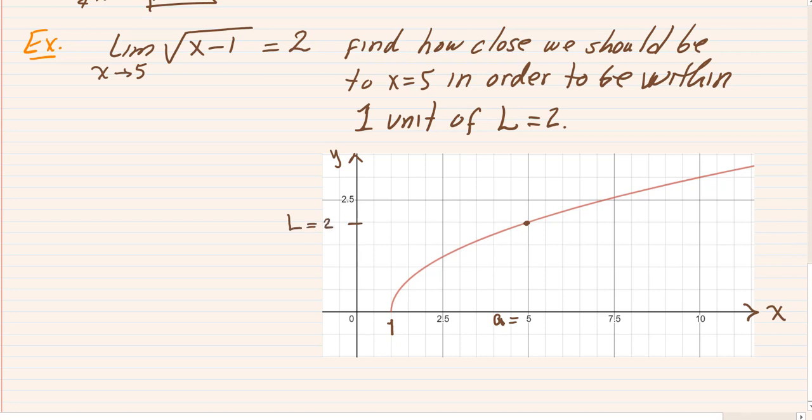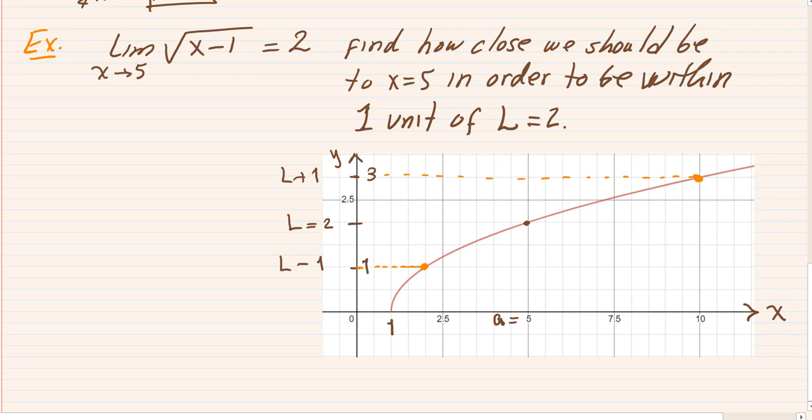Within a unit means I need to go up 1 unit, so this is going to be L plus 1, and go down a unit, L minus 1, which of course puts you at 1, and here it puts you at 3. Okay, so in order to be within 1 unit of the limit, let's see how far we need to go on the x-axis. So first of all, there you go, this is where it hits the graph, and on the high side, there you go, this is where it's hitting the graph.